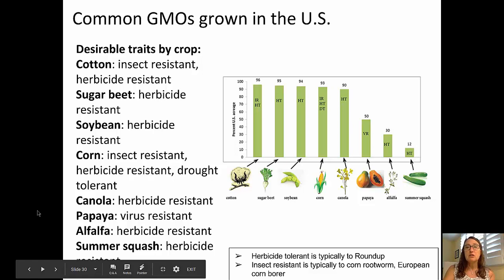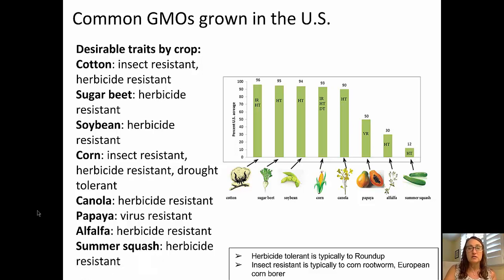Here are some of the typical GMOs produced in the U.S. So you can see in this graph cotton, sugar beets, soybeans, corn, canola, papayas, alfalfa, and summer squash. And the green bar is the percentage of the U.S. acreage of that particular crop that is using GM seeds. So for cotton, we're using 96% GM. For sugar beets, 95%. For soybeans, 93-94%. Corn, 93%. Canola, 90%. And lesser percentages for papaya, alfalfa, and summer squash.